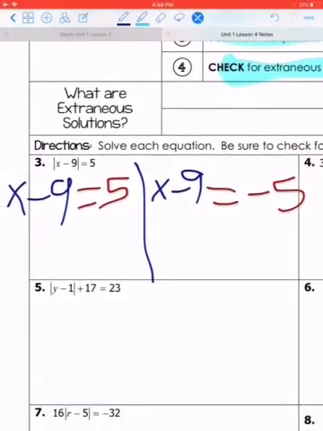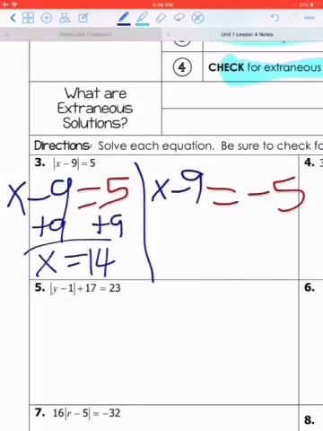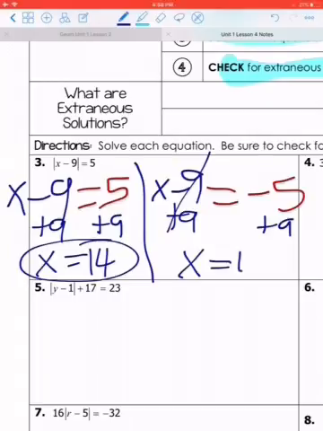Let me zoom in there. Then you're just going to solve for x. So add 9. X equals 14. Okay, and then add 9. X equals 4. Those are your two solutions. Sounds pretty easy, right? And you can check your work by plugging in 14. So 14 minus 9 would be 5. That absolute value is obviously 5. Or plugging in 4. 4 minus 9 is negative 5. That absolute value is 5.